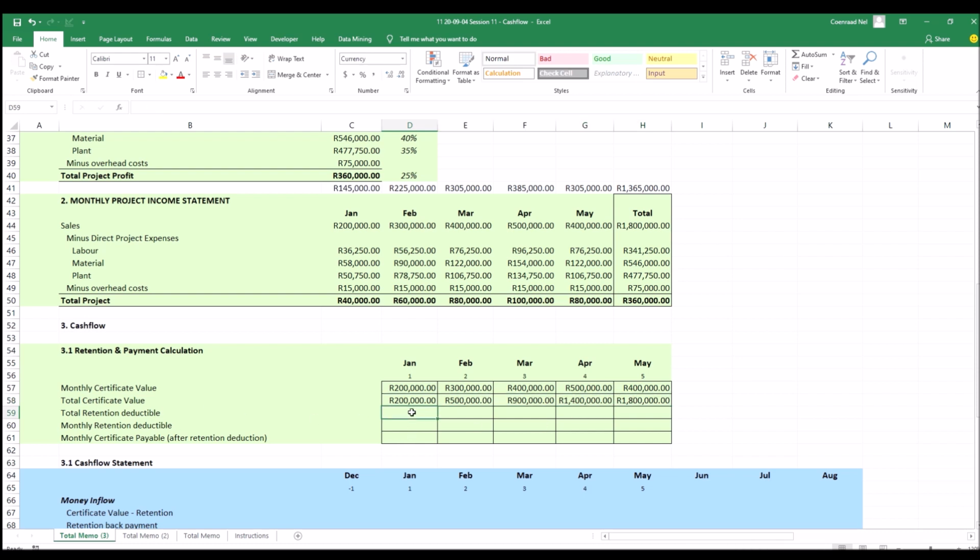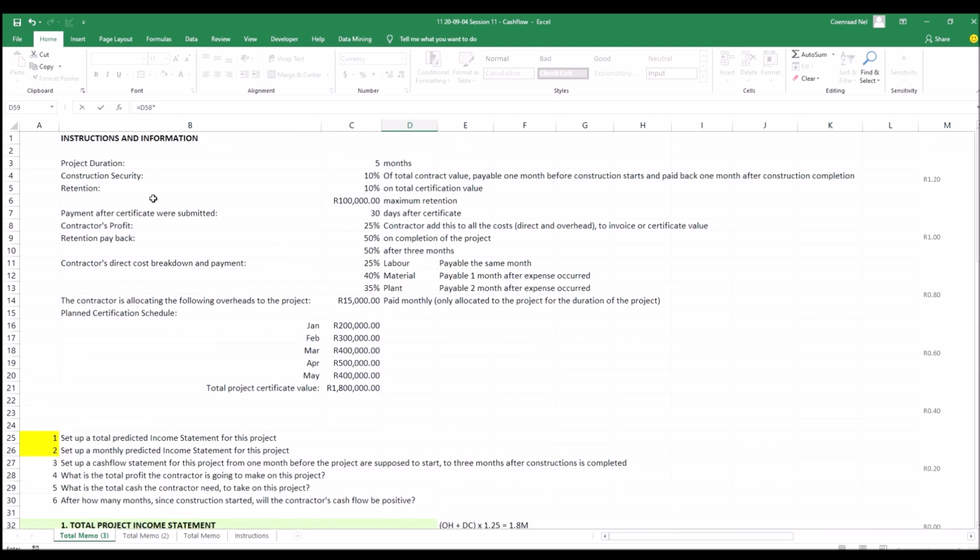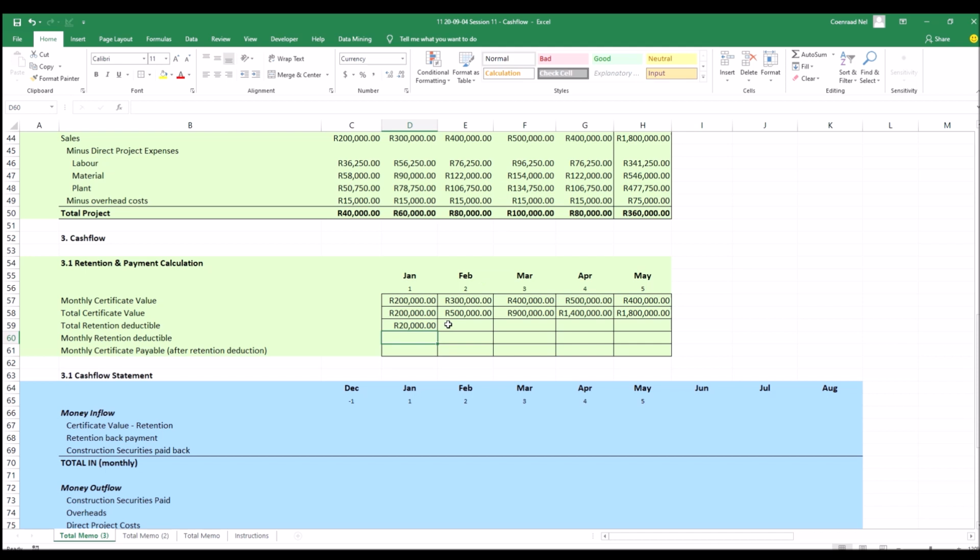So I can go and I can say, what is that multiply, or my retention value will be my total certificate value multiplied by my retention, and we keep that fixed again. And there we got the total retention as you go through the project. Now, so I'm going to pay a total retention. I'm going to start with a 20,000 and it's going to grow up to 180,000.